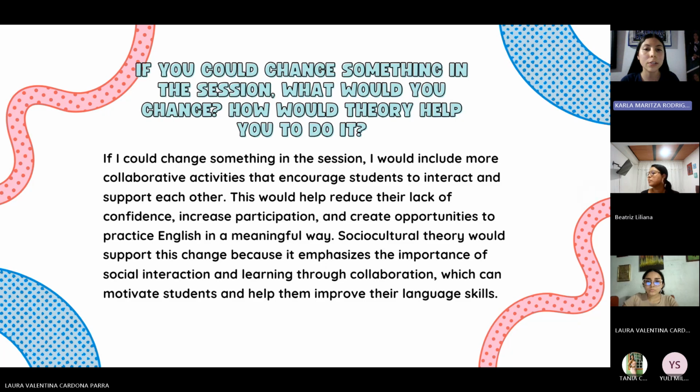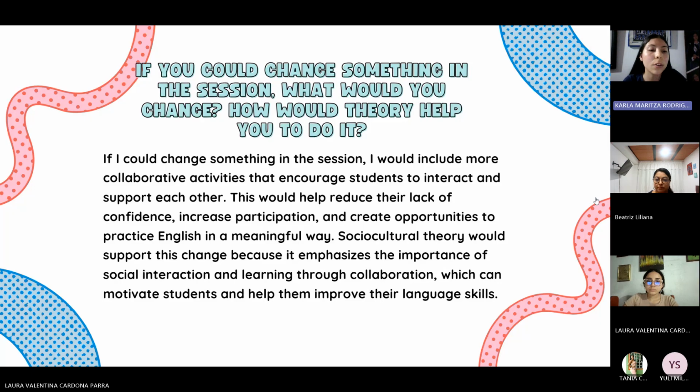If you could change something in the session, what would you change? How would the theory help you do it? If we could change something, we would add more collaborative activities that encourage students to participate and support each other. This would build their confidence and English practice. The sociocultural theory supports this idea because it shows that learning improves through interaction and collaboration.